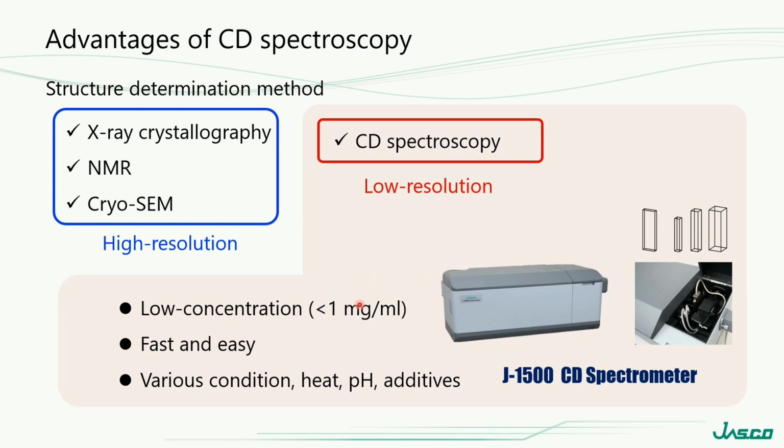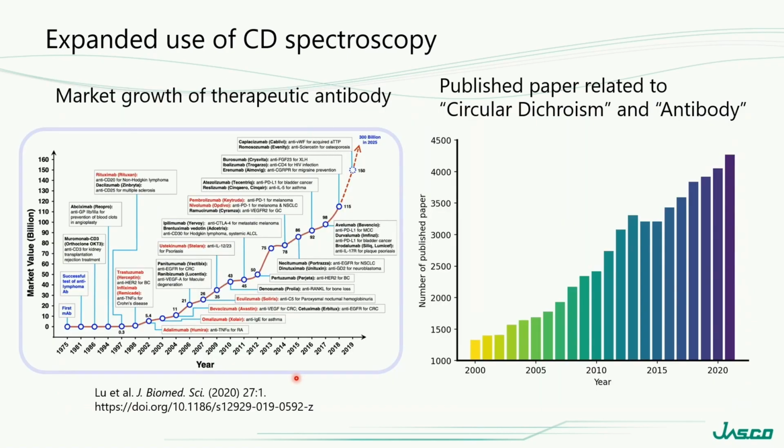CD spectroscopy allows measurement under various conditions such as temperature, pH, and with various additives such as salt, ligand, and chemical denaturant. As the market of therapeutic antibodies grows, the number of publications is consistently increasing, and the use of CD spectroscopy is expanding in the academic field and industrial field.